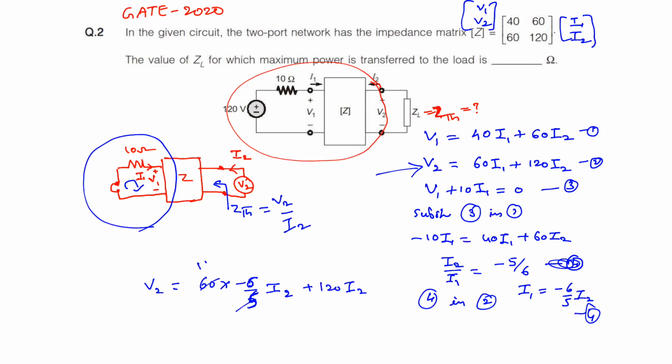So 5 I1 minus 78 I2 plus 120 I2, which is equal to 48 I2. And you know Z2 is equal to V2 by I2, that means 48 ohms. Since ZTH is 48 ohms, ZL must be equal to 48 ohms. So your right answer for this question is 48 ohms.